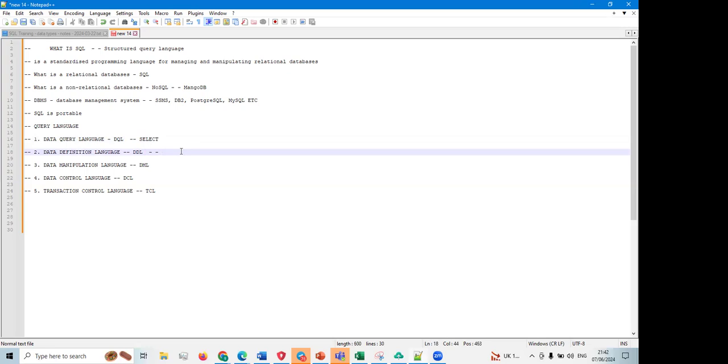Now, select also happens to be the most used keyword in SQL. There is no other keyword in SQL that is used more than the select keyword, which is why when somebody said she knows select, I said she knows everything. Select is the most used keyword in SQL.